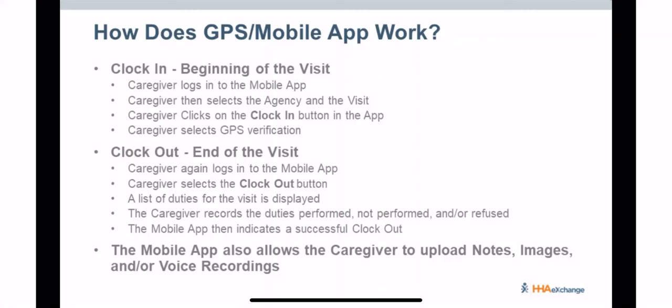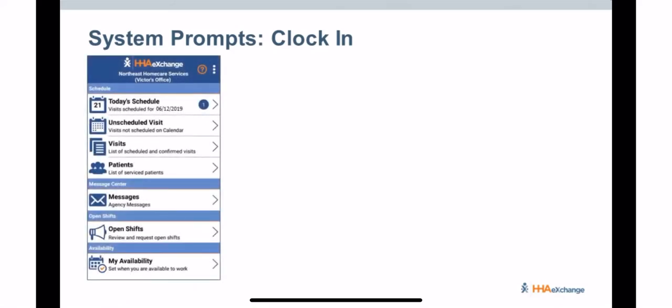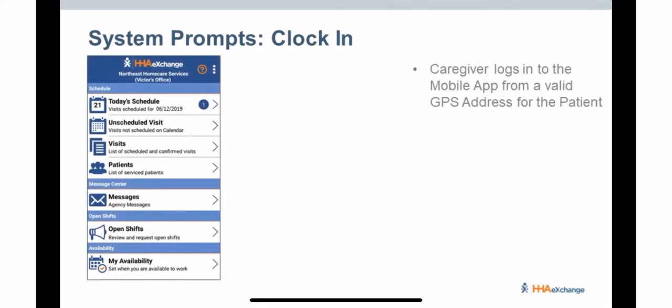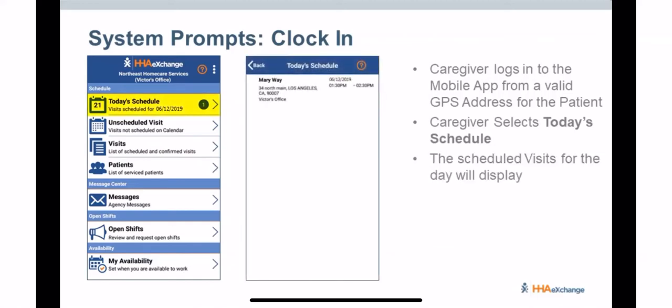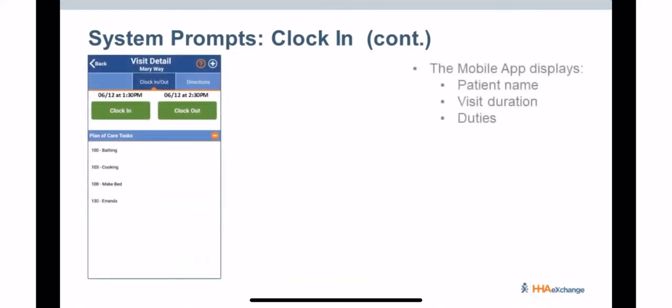Now let's go through the actual clock in and clock out process using the mobile app. At the beginning of the visit, the caregiver logs into the mobile app from a valid GPS address in the patient's profile. The caregiver then selects today's schedule. The scheduled visits for the day will display, and the caregiver selects the current visit. Then the mobile app will display the patient name, the visit duration, and the duties. There are buttons for clock in and clock out.